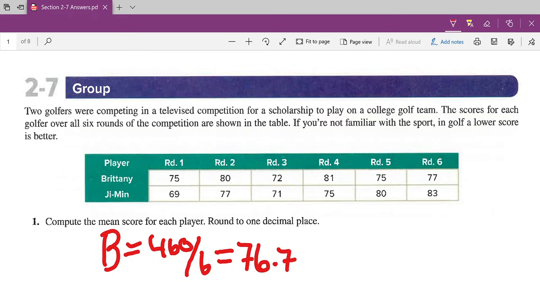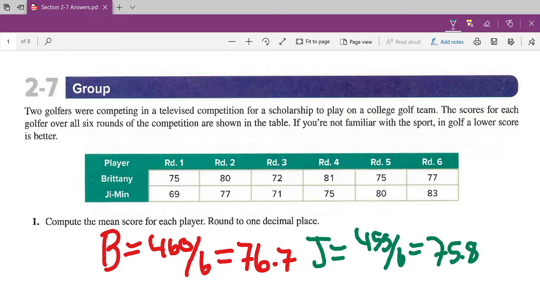Let's do the same thing for Jimin. Let's add up Jimin's scores. She had a 69, plus 77, plus 71, plus 75, plus 80, plus 83. Her total was 455, divided by the six scores. Her average turns out to be about 75.8. If you need to review averages, mean, median, mode, look back a few sections where we did it.